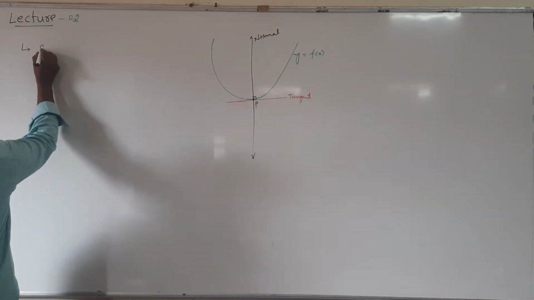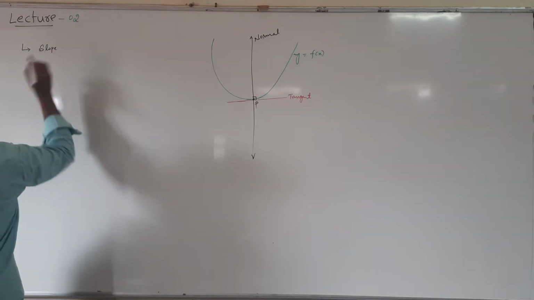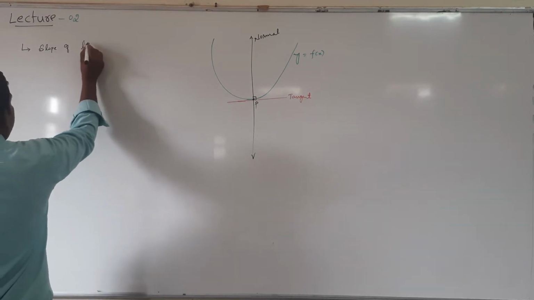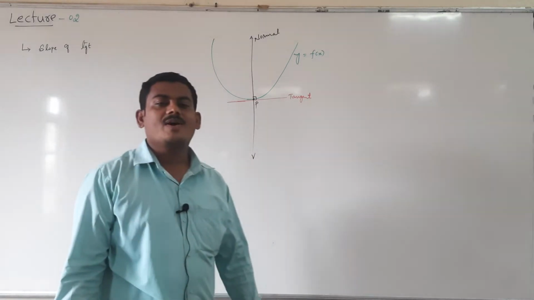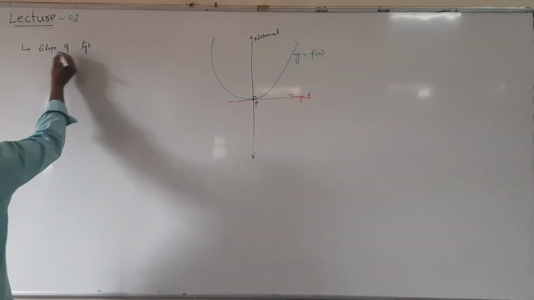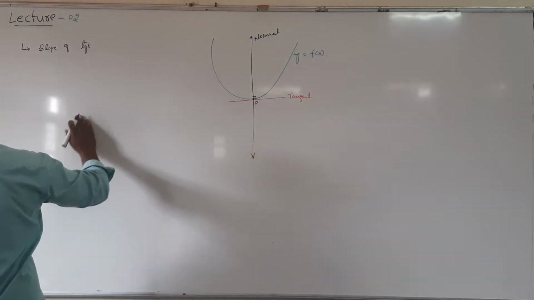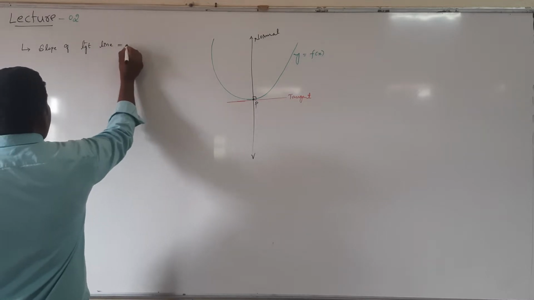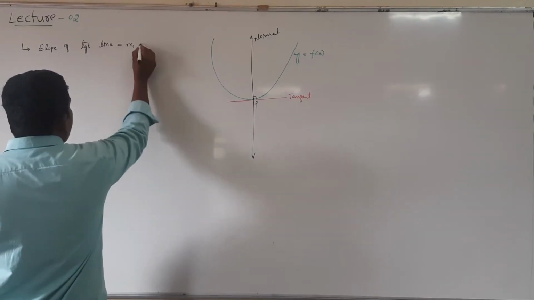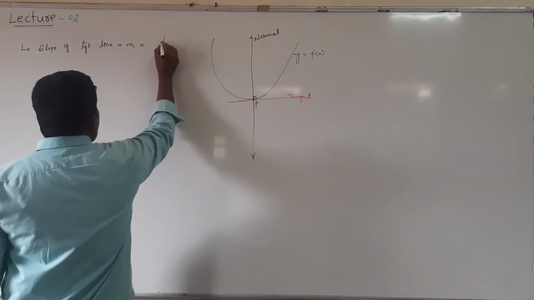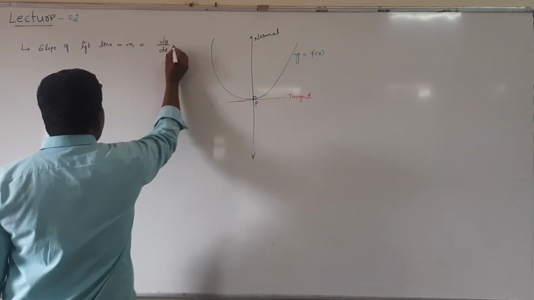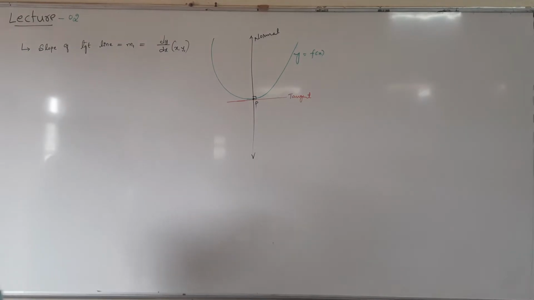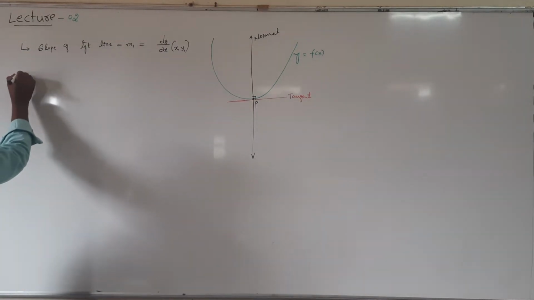slope of tangent line. Take once again, slope of tangent, where the short form is tgt. Slope of tangent line is always denoted with m1. This is nothing but dy by dx at a given point x1 comma y1. Derivative at a given point is nothing but the slope of the tangent line.